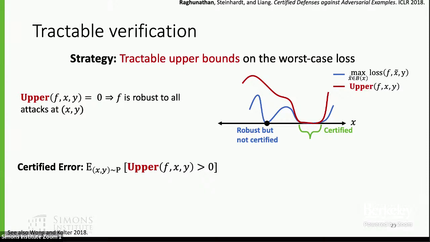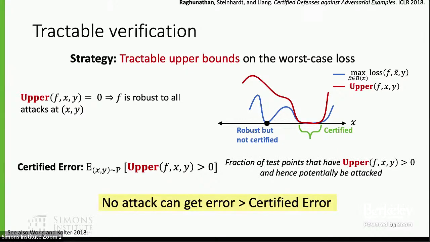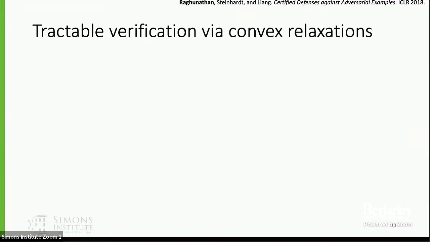So this is one way in which you can try to avoid this arms race. No matter what the adversary does, as long as you have a correct upper bound, this would give you something in practice. This allows us to give certificates of performance, which say that if you use this upper bound, you can prove that no attack can get error greater than whatever certified error you measure. So this is the idea that we pursued to try to break this arms race.